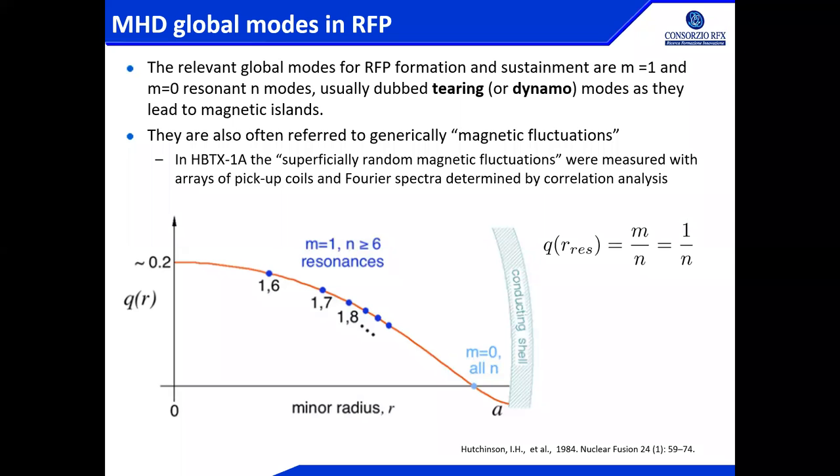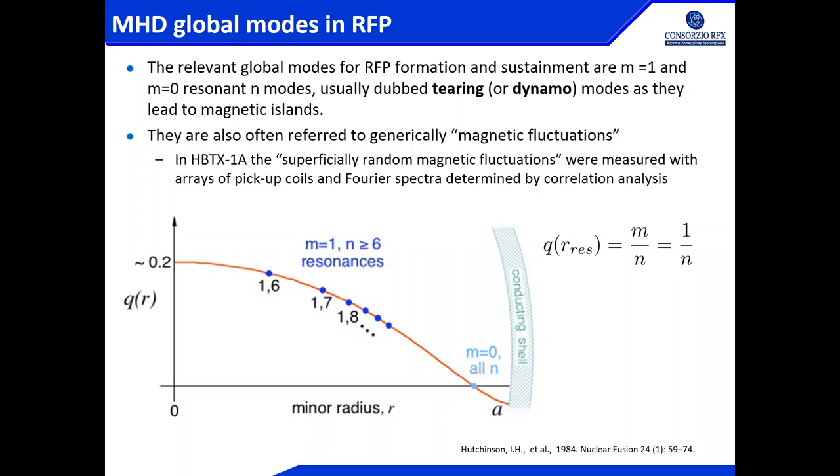Global modes, which in RFP are the M equal one and M equal zero, as in the old pinches, basically. These are M equal one and several N modes, which are resonant in the core. So there's a bunch of M equal one resonances, and M equal zero modes are all resonating at the reversal surface. You will also see these global modes named magnetic fluctuations.